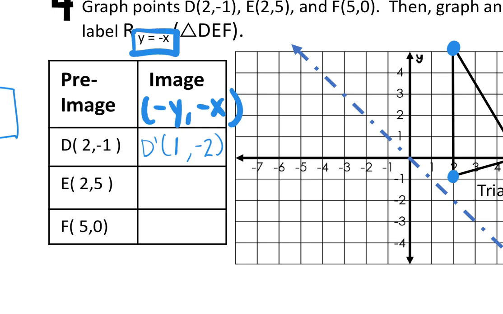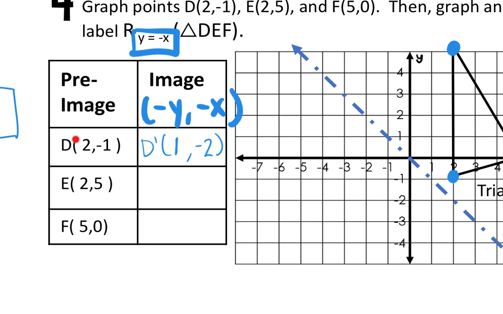Ok, so yo tengo mi punto original D, que es 2, negativo 1. Para mi punto nuevo, tengo que cambiar la posición y cambiar el signo. Entonces, yo sé que en mi punto original, negativo 1, va segundo. Y en el nuevo punto va a ir primero, ¿ok? So, el negativo 1 se cambió a ser positivo 1. Cambié de posición y cambié de signo. Era negativo, lo cambié a positivo.